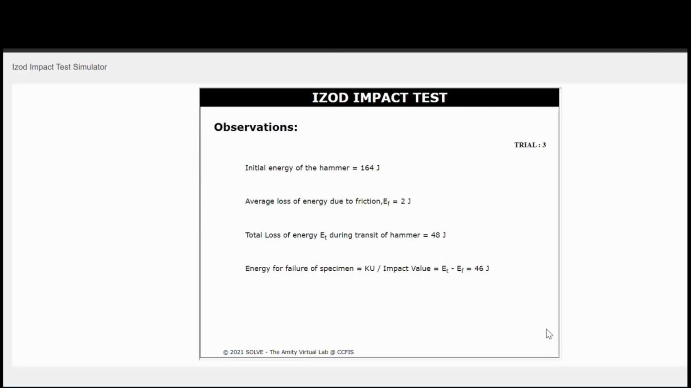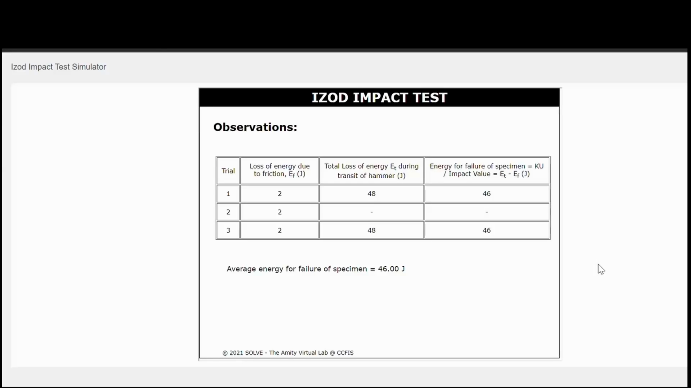Observation in trial 3: initial energy of the hammer 164 joule, average loss of energy due to friction EF 2 joule, total loss of energy ET during transit of hammer 48 joule. Energy for failure of specimen equals KU over impact value equals ET minus EF equals 46 joule.